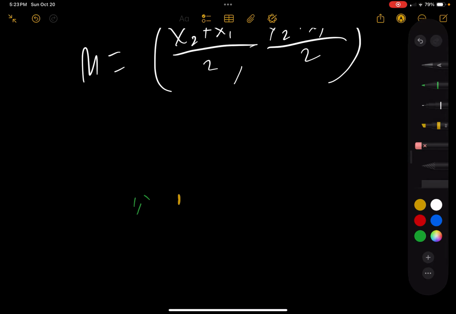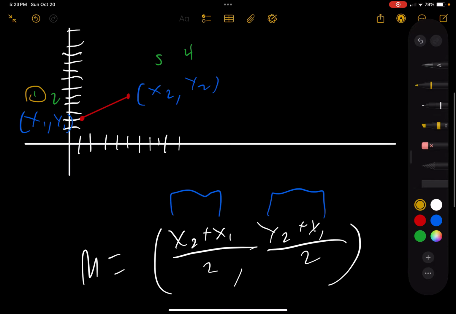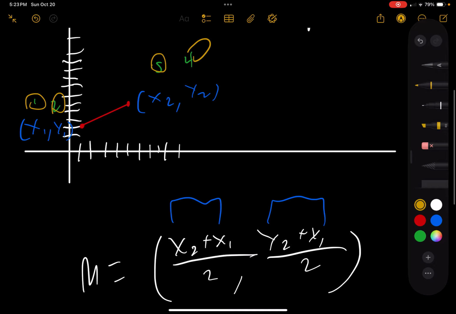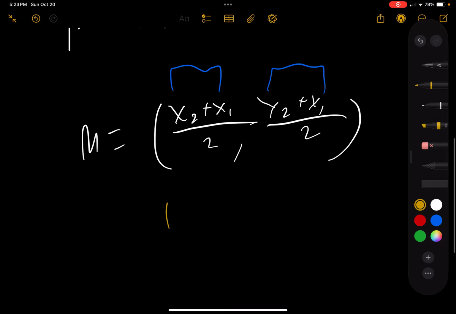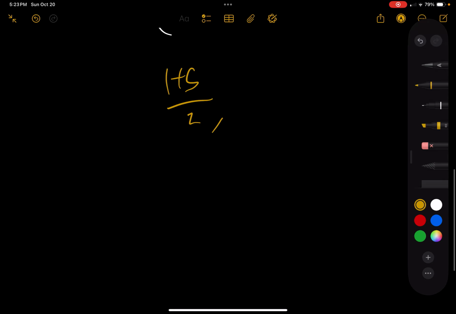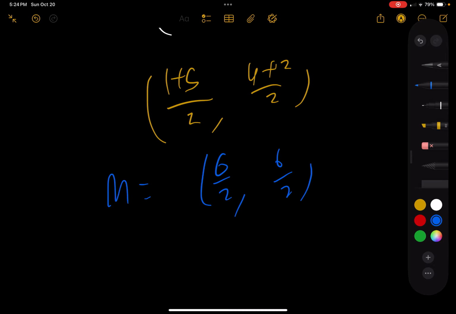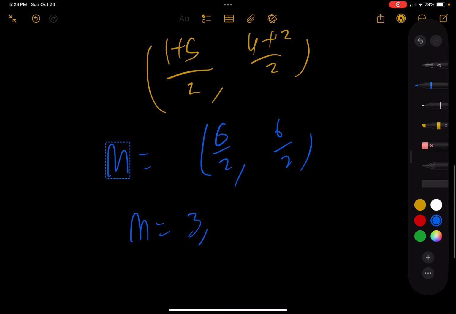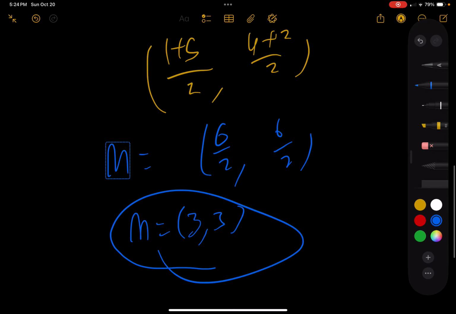Now let's plug in the values of the points to define exactly where our midpoint will be. So 1, 2, and 5, 4. 2, 3, 4, 5. 3, 4. Yep, 5, 4. Now we plug this in. First add the x coordinates: 1 plus 5 over 2. We add 4 plus 2 over 2. This gives you 6 over 2 and 6 over 2. And you know that just means 3, 3. So those are the values of our midpoint.